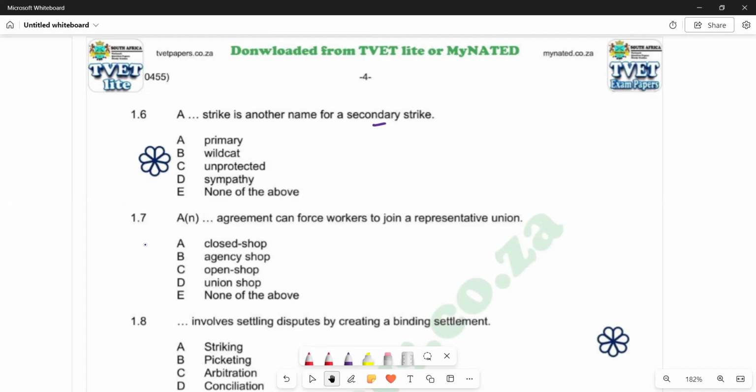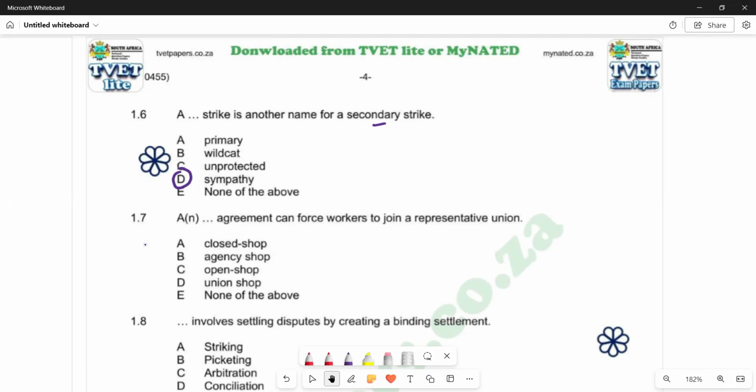1.6 is saying a dash strike is another name for a secondary strike. According to the responses that we are given there, D is the correct answer, which is a sympathy strike. A sympathy strike is when strikers, the people who are striking, have no direct grievance against their own employer, but attempt to support or aid usually another group of workers on strike. So they are supporting another group of workers on strike. They are not the ones that are on strike. So a sympathy strike also explains a secondary strike.